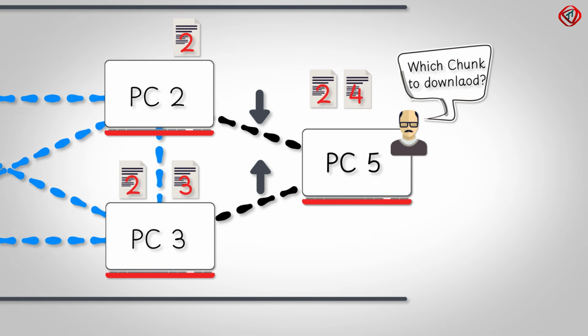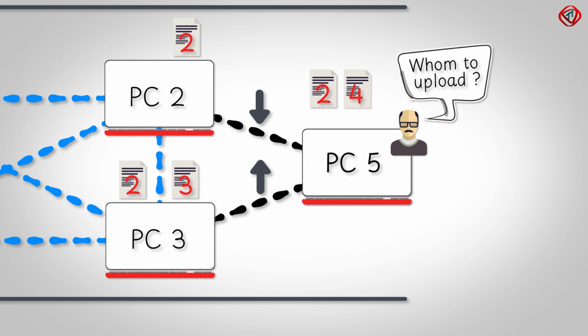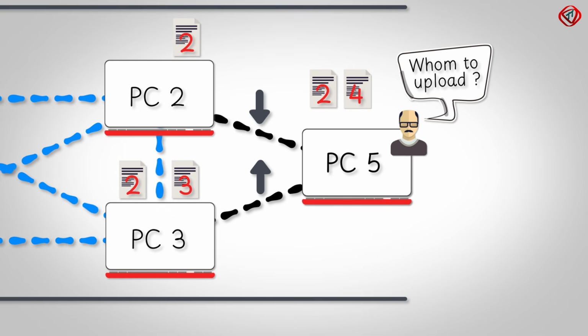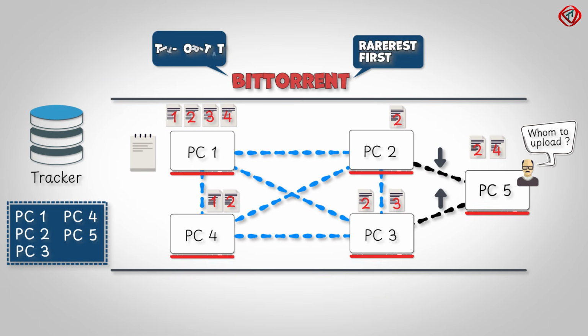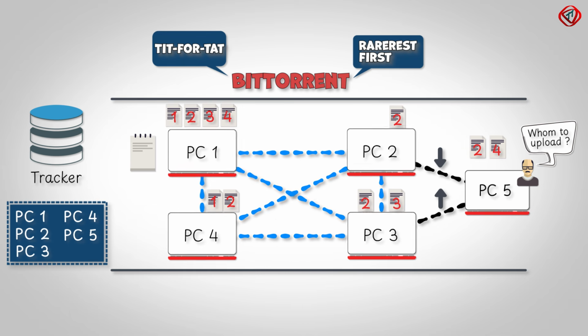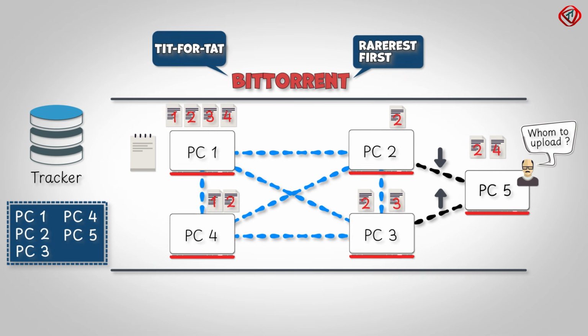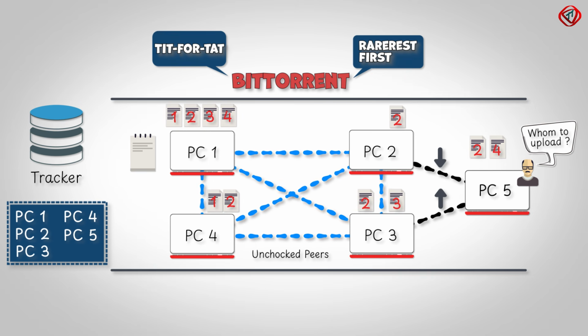The second decision is, whom should he upload to? Rav cannot upload to everyone, so BitTorrent uses another smart strategy called Tit-for-Tat. This simply means, you help me, I help you. Rav gives priority to those peers who are sending him the data the fastest. He chooses the top 4 such peers and sends data to them. These are called unchoked peers.